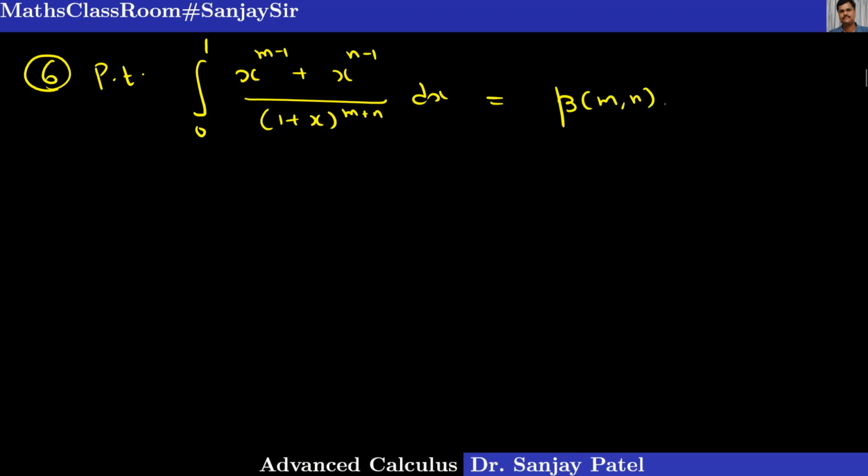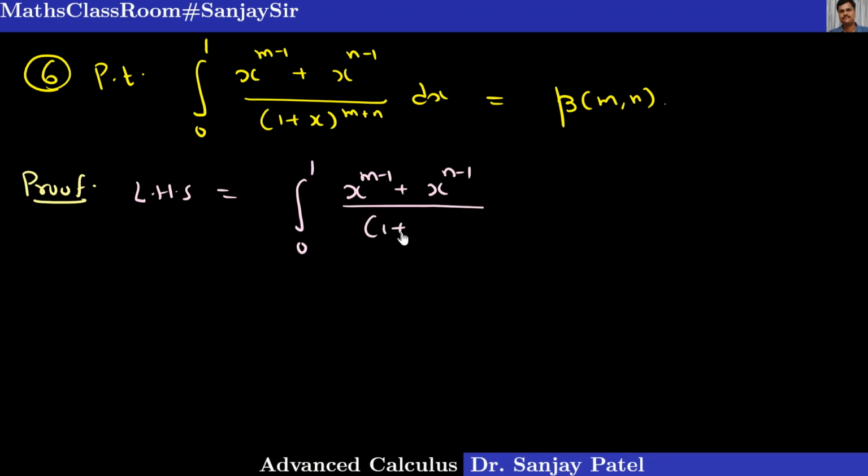To prove this, let us start with the left hand side. Proof of this result. So consider the LHS, that is integral 0 to 1 of (x^(m-1) + x^(n-1)) / (1+x)^(m+n) dx.